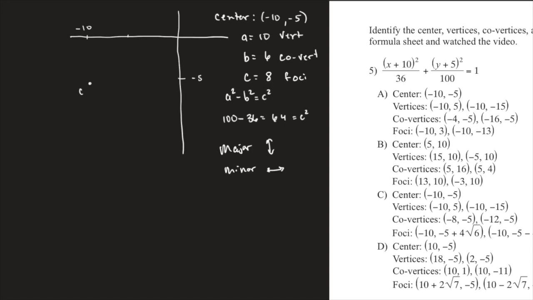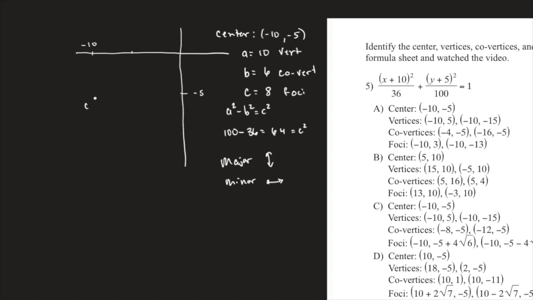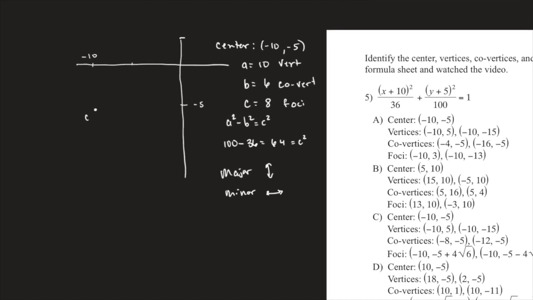So I'm going to use 10. I'm going to go up 10, so we're going all the way up here to positive 5. I'm going to put a vertex here, so we'll call that vertex 1. And then I'm going to go down another 10. Let's see, that's about right, give or take a little bit. This is not done to scale, obviously. So this would be vertex 2.